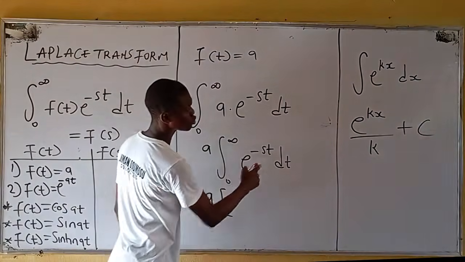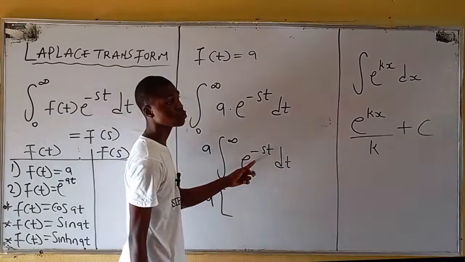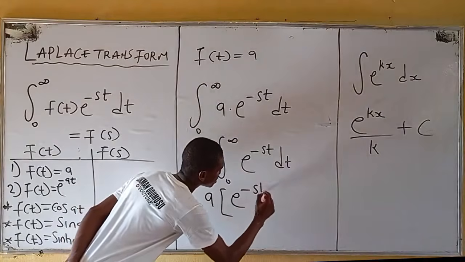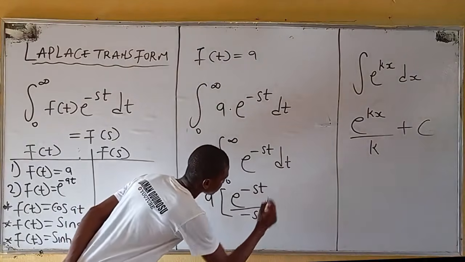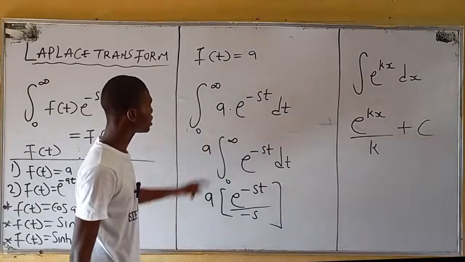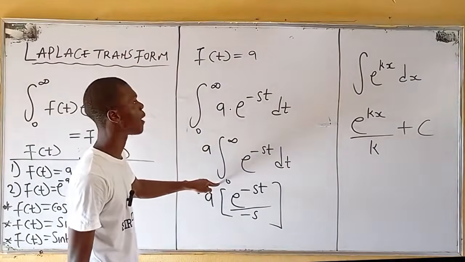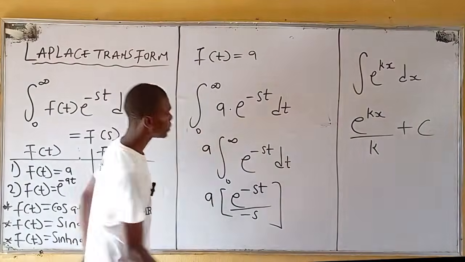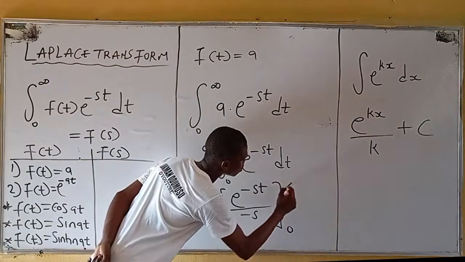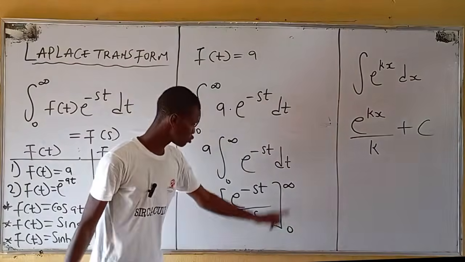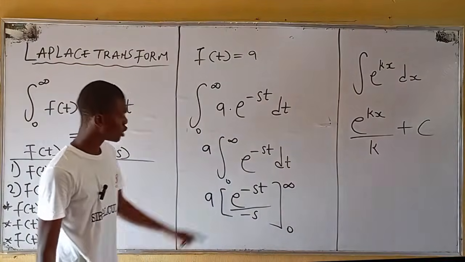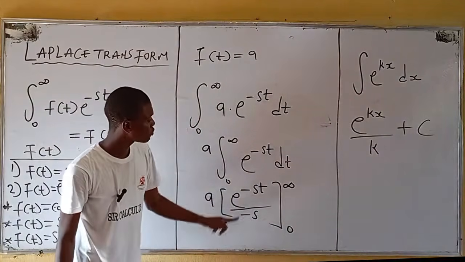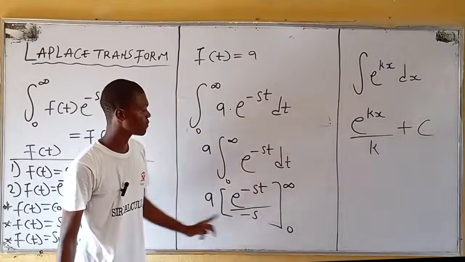By the time you integrate this with respect to t, you have exponential negative st over negative s. Don't forget, you are doing a definite integral. By definite integral, substitute your lower and upper limit, meaning you have from 0 to infinity. Then you also observe that 1 over negative x is a constant.